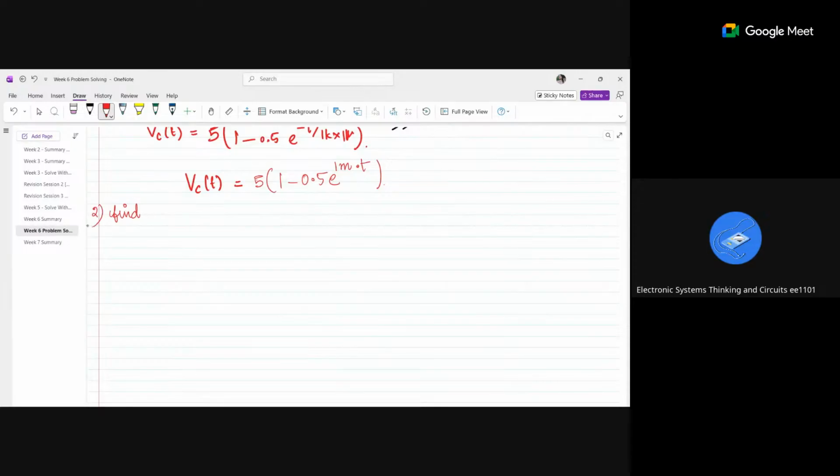So we'll go to the next part of the same question. See, we have found VC of t. Now, find the value of t given VC of t is equal to 3 volts.